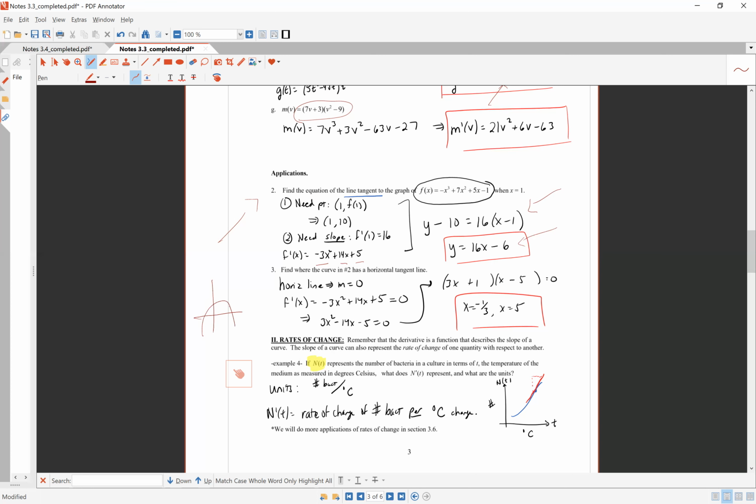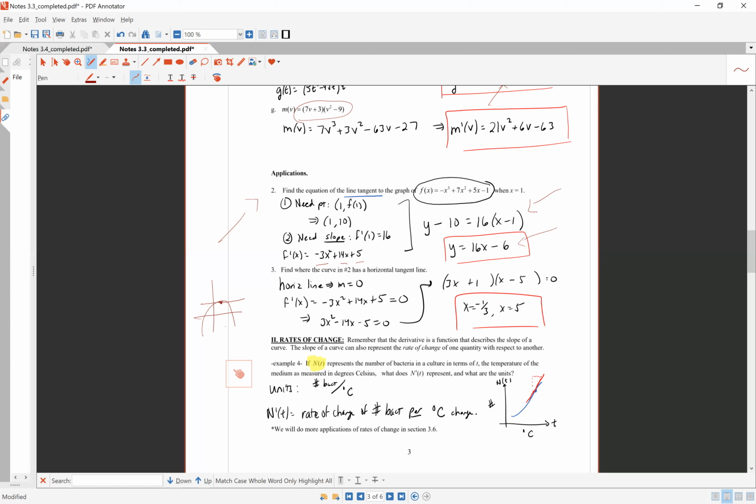let's say we have some curve like this, and whoops, my tangent line's terrible, but you can see that the curve goes up and all of a sudden it hits a peak and then goes down. That's where it has a horizontal tangent line. The slope is 0. So you just actually solve the equation.